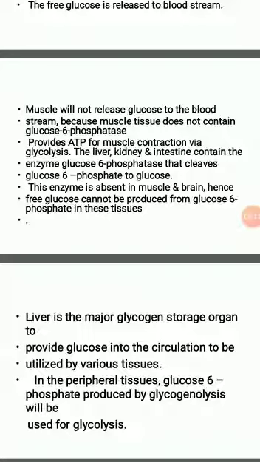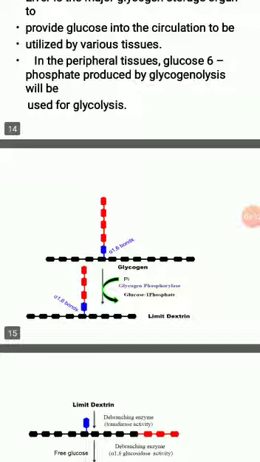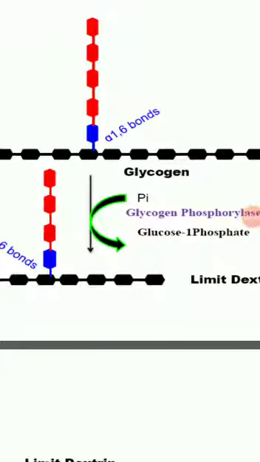So it is going to enter into glycolysis, whereas the major storage organ, the liver, which stores the glycogen molecule, will provide the glucose into the circulation, which will be further utilized by the various tissues. You can see in these last two slides how this particular action of the enzymes is going to happen.